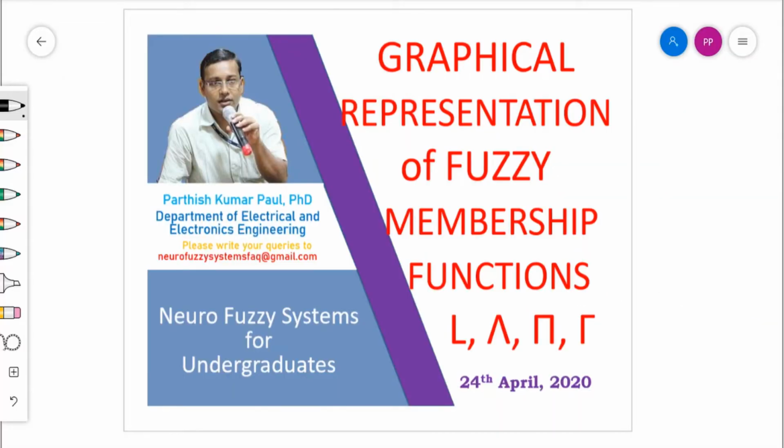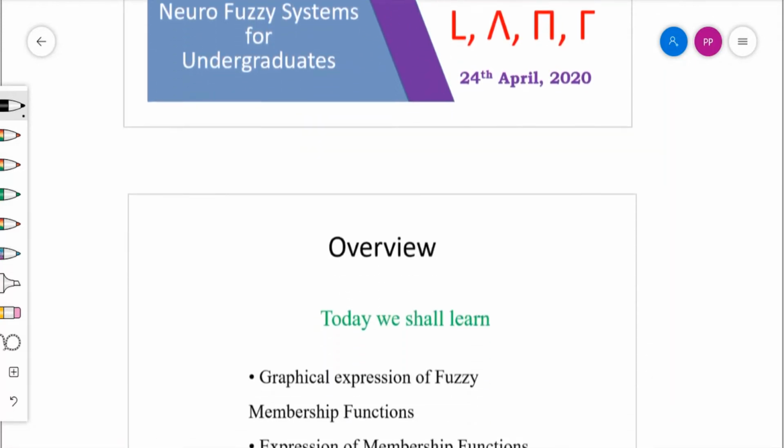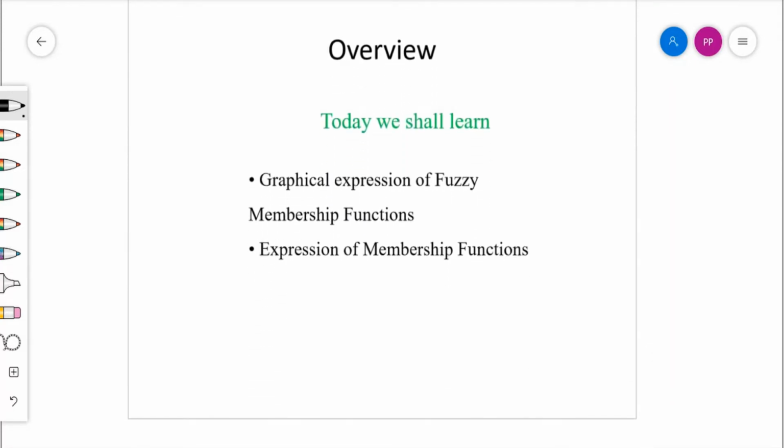Welcome friends. In the introductory lecture on fuzzy control, we studied the basics of fuzzy logic, how crisp sets and fuzzy sets are related. In this sequence, today we are going to learn about the four special membership functions, the graphical representation of the membership functions for fuzzy control, and the expressions of the membership functions in detail.